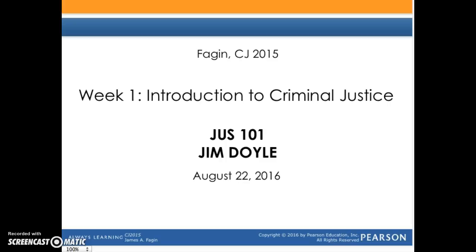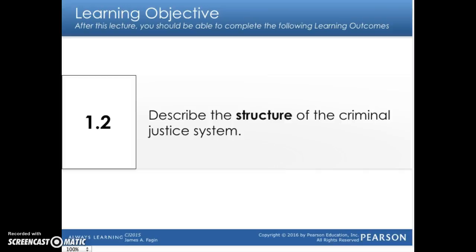And this is just going to be a quick overview of some of the key concepts I think are important to understand as we begin our first week here in Module 1. So what we're going to take a look at here is the criminal justice system and its structure.